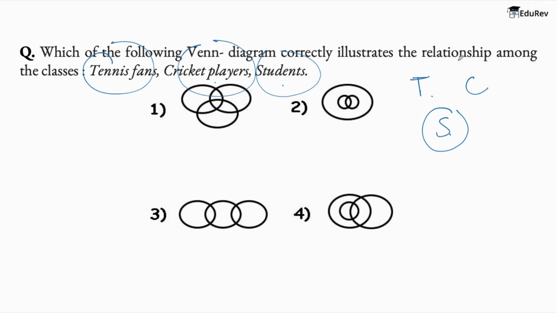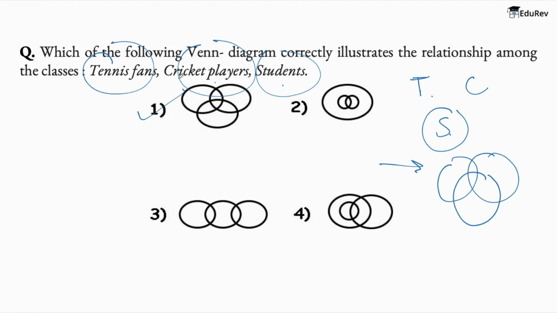This means that all these sets have something common with each other. And it might be that the students are both the cricket players and the tennis fans as well. That means there is something in common with all these 3 sets. So don't you think this should be the way we should represent the classes? That is your tennis fans, your cricket players and your students. That is option A. Right?